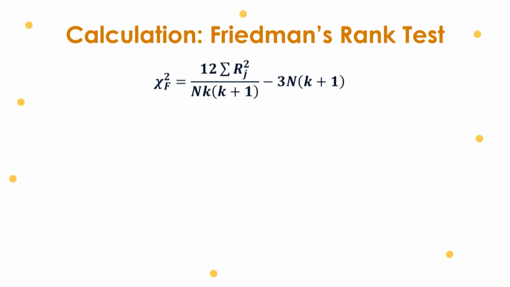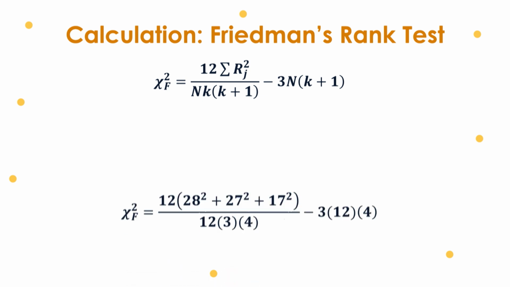Next, we will see about the calculation of the chi-square. We know that chi-square F is the test statistic belonging to the Friedman rank test. The formula is 12 into summation R_j squared divided by n into k into k plus 1, minus 3 into n into k plus 1.